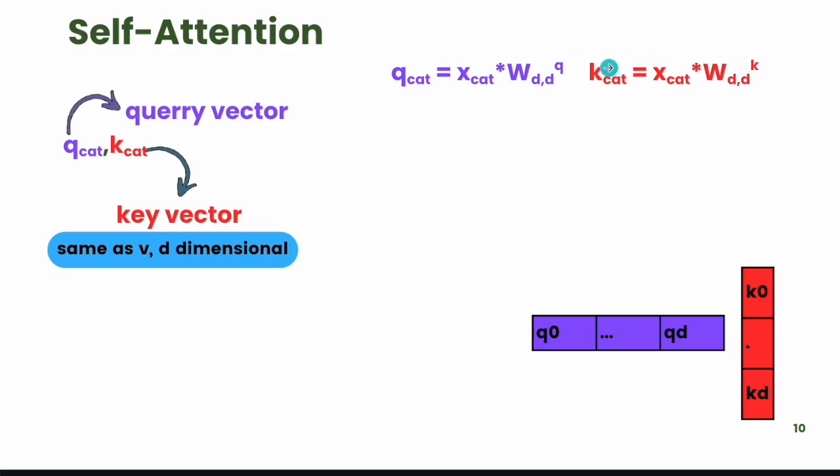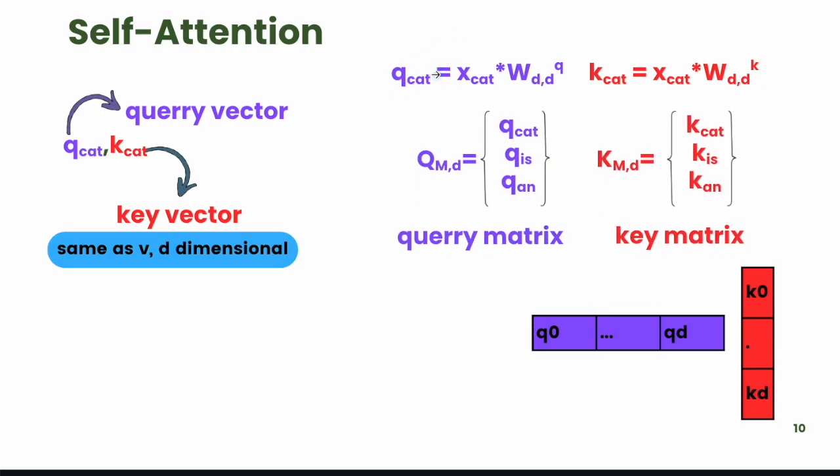And this gives us the key vector. Here we get the query vector, and we do the same for each different word. So we get the query matrix and the key matrix. If you remember, this looks very similar to the value vectors that we computed earlier.